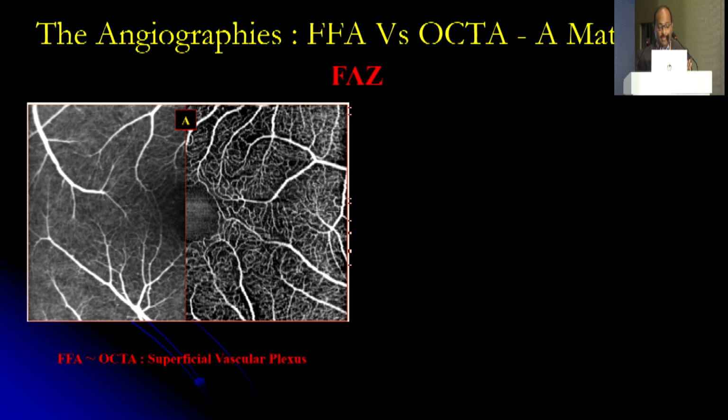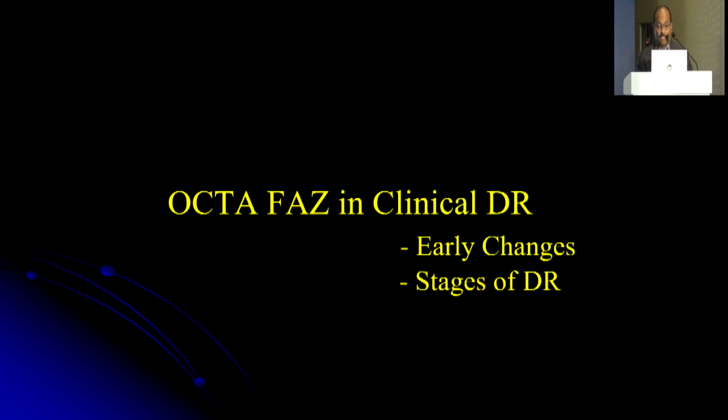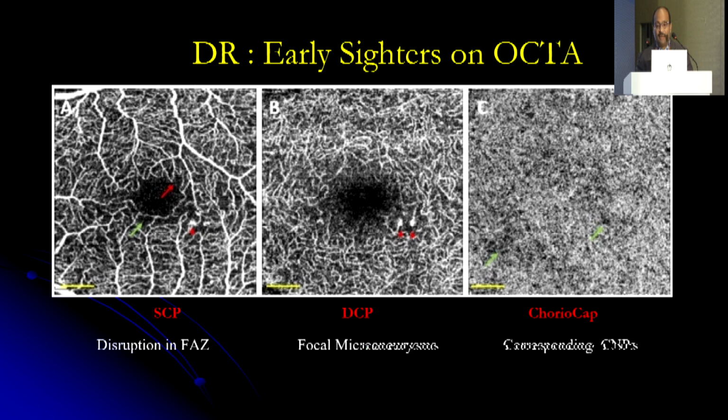FAZ on fluorescein angiography corresponds fairly well with the superficial vascular plexus of the OCTA. But where OCTA scores is, this is the only place where you can see the deep vascular plexus. So that's important. And OCTA now looks at early changes and stages of DR. Early signs of ischemia on OCTA: if you look very carefully, you can see disruption in the FAZ on the superficial capillary plexus. In the deep capillary plexus, as and when you find focal microaneurysms, you will find them, interestingly, to correspond more often than not with CNP areas in the choriocapillaris layer below that.